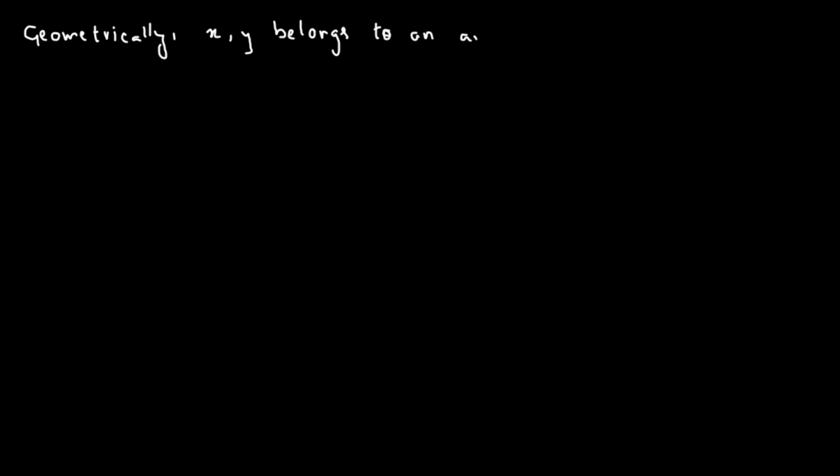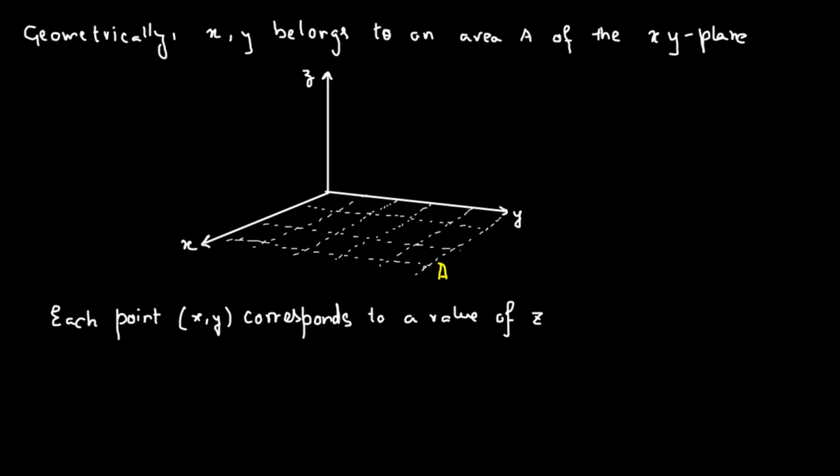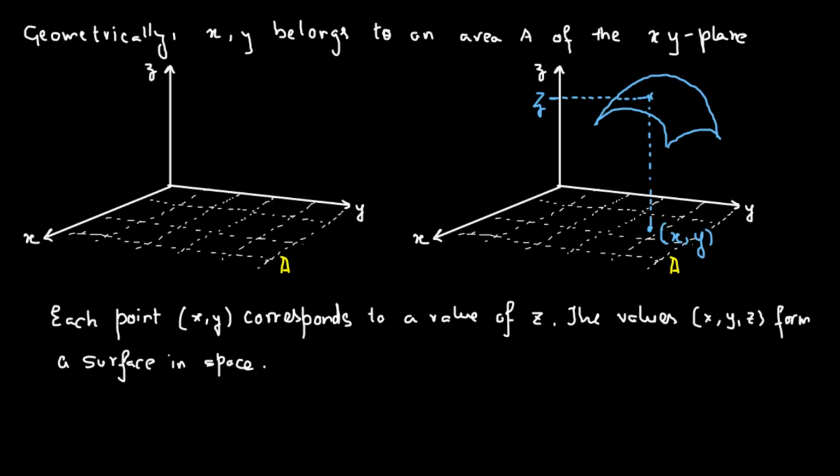Geometrically, X and Y belong to an area A of the XY plane. Now each point X comma Y corresponds to a value of Z. The values X, Y, Z form a surface in space. Z equals f of X comma Y represents a surface.